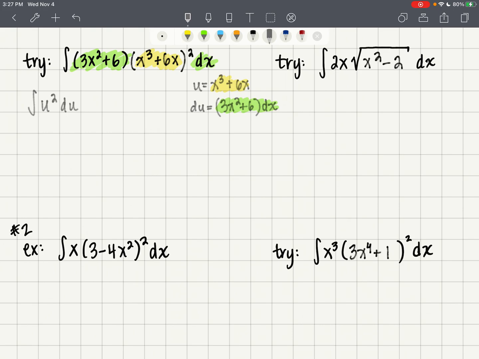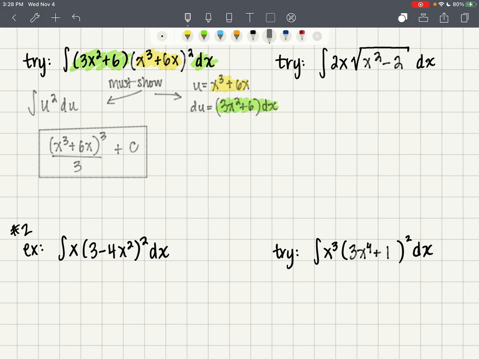This is really important to show your work here. You're going to get really good at this, in which you're going to want to skip steps, but make sure that you're writing this down on paper. And of course, u cubed over 3, you can go right to x cubed plus 6x cubed over 3 plus c. So if you want to skip that step, that's completely legitimate.